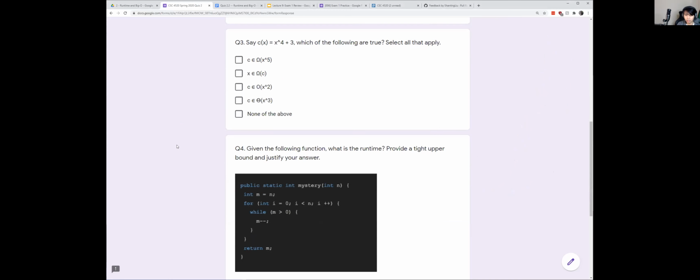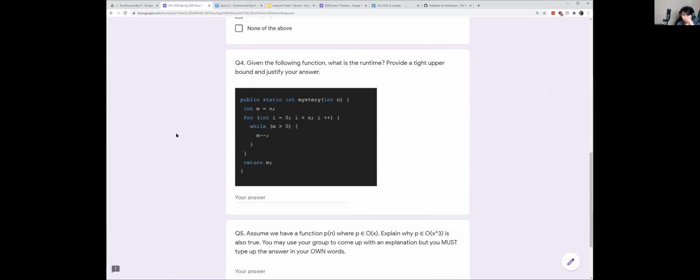Okay, let's go ahead and move on. So in this case, given the following function, what is the runtime? The key here is that we have m is equal to n, we have this for loop, and then we have a while loop on the inside, which tries to make m go down to 0. Once m is down to 0, once it's no longer greater than 0, then we exit out of the while loop, and then we go back to the next iteration of the for loop.